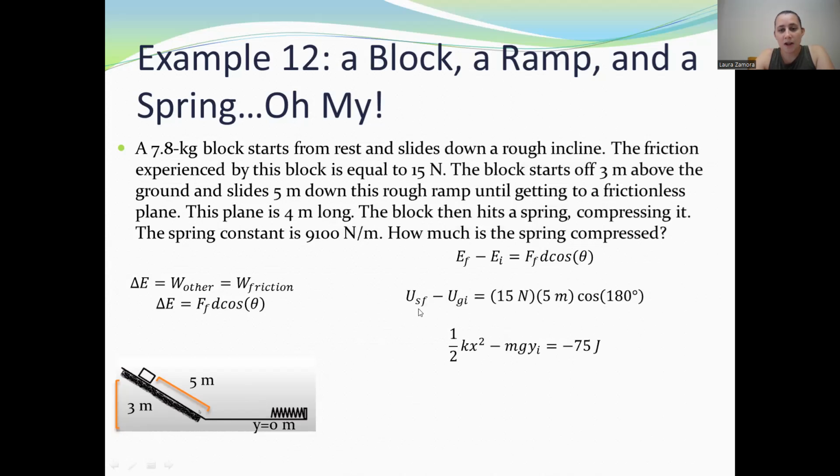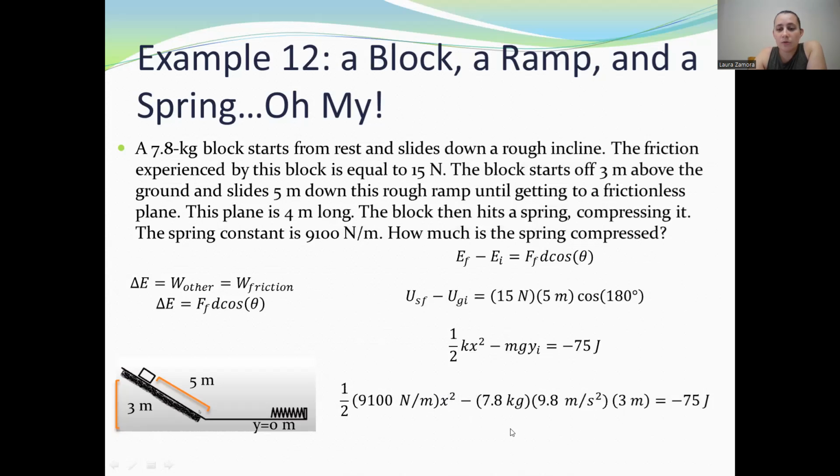Our spring energy is 1/2 kx squared. Our gravitational potential energy is mgy. And 15 times 5 times the cosine of 180 degrees is negative 75 joules. So plugging in our numbers, we know our spring constant is 9,100 newtons per meter. We don't know how much the spring is compressed, so we're looking for x. We know the mass of the block is 7.8 kilograms. We know g is 9.8 meters per second squared. We know the height initially is 3 meters.